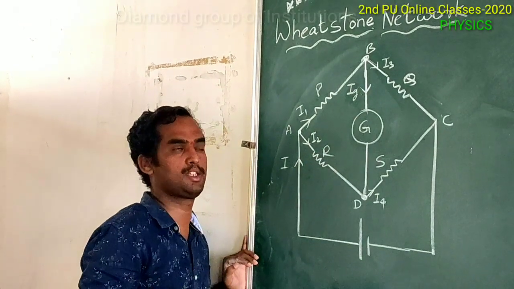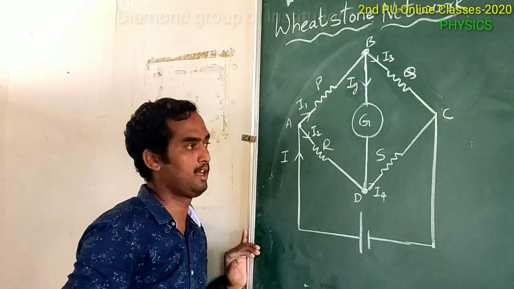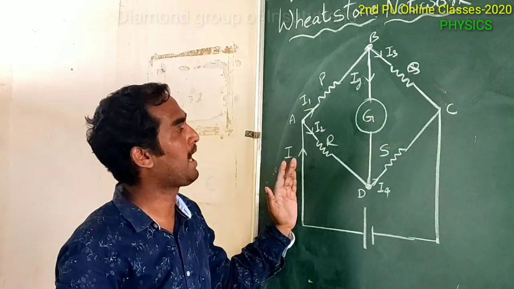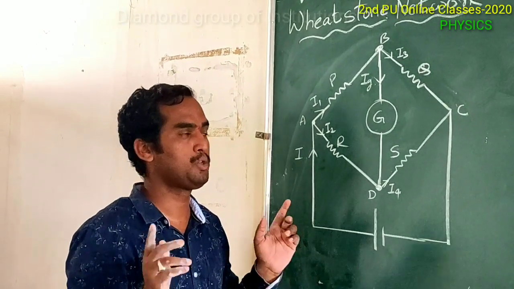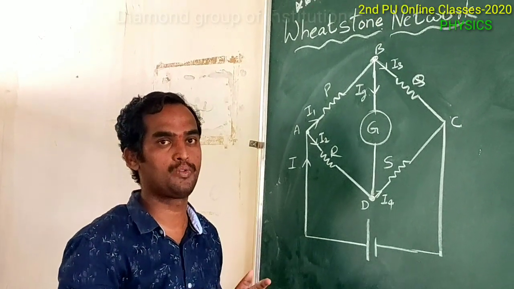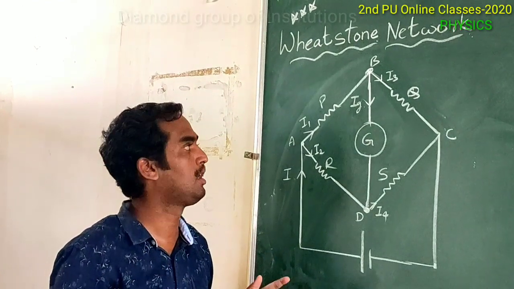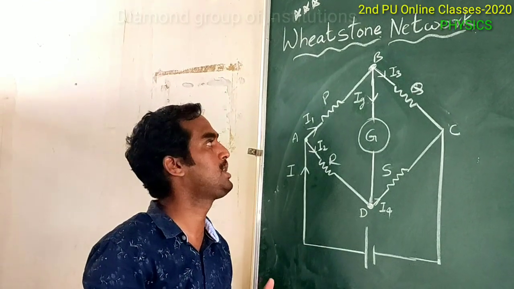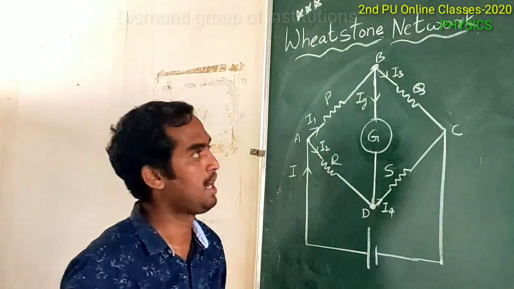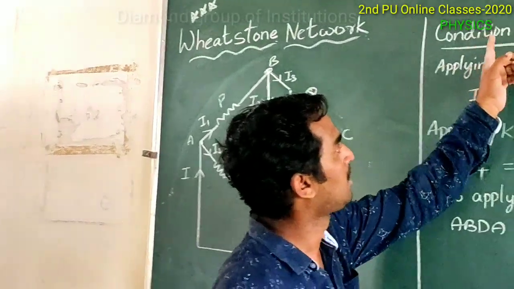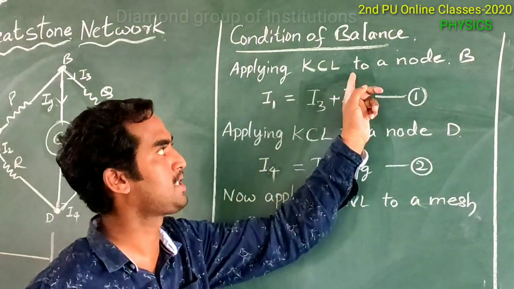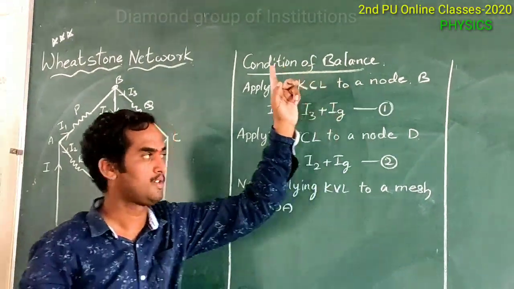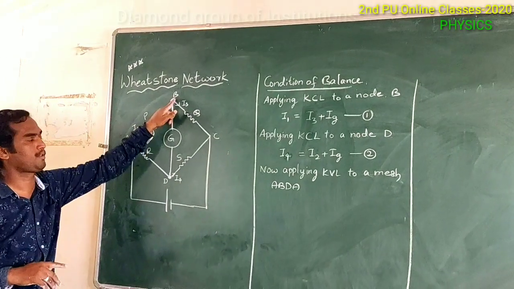These are the 4 resistors connected here, and we are going to apply Kirchhoff's first law as well as the second law, and using those 2 laws we are going to find the final result, that is the balancing condition for the Wheatstone network. And see here, condition for balance, applying Kirchhoff's first law or KCL to node B. See where point B is here.